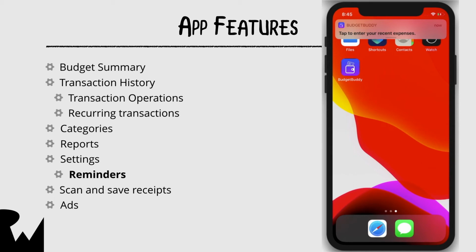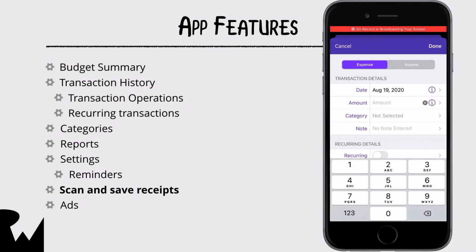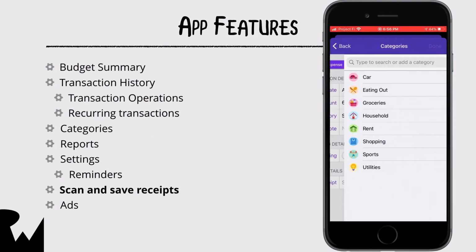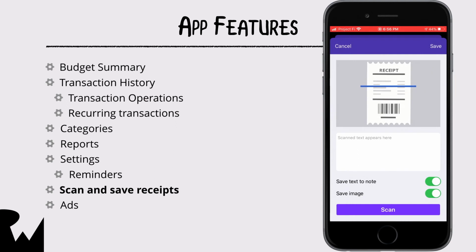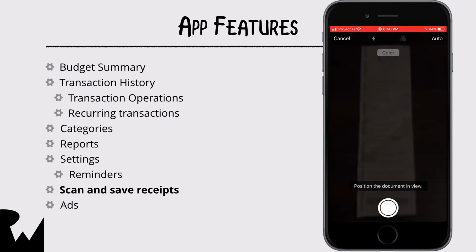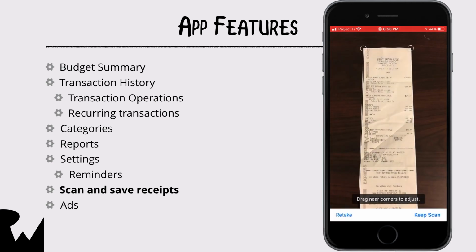Now let's take a look at the receipt scan feature on a physical device. On Add Transaction screen, first enter the transaction details. Click on Scan Receipt to access the scan feature. Click on Scan button to launch the camera. Center the receipt in the frame and take a picture.